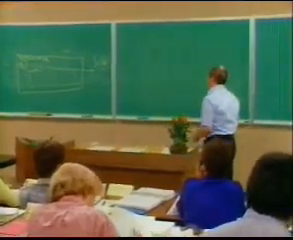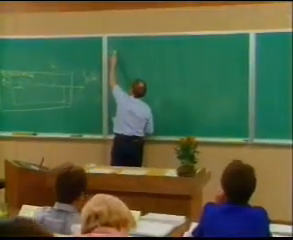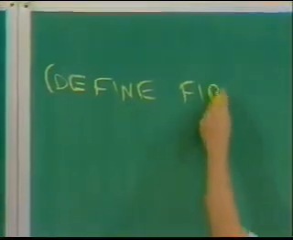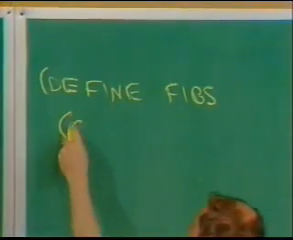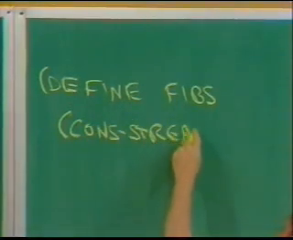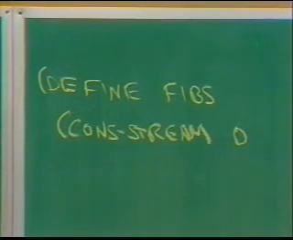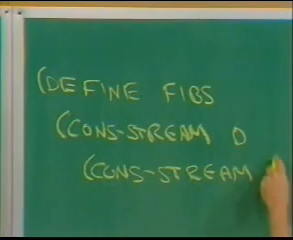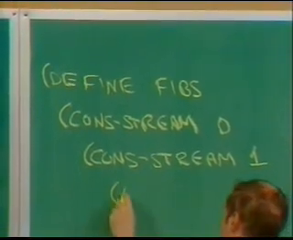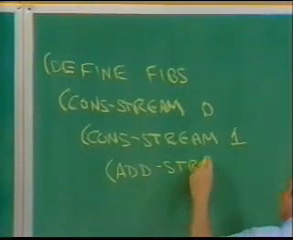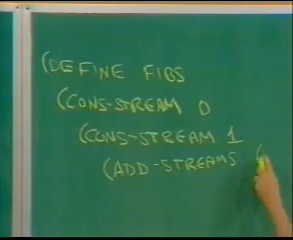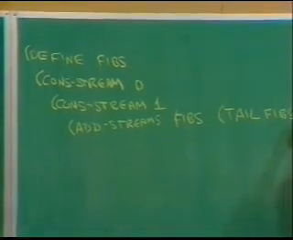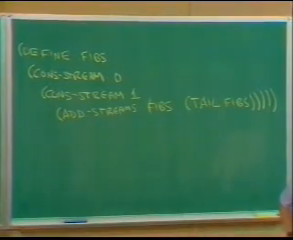Well, all sorts of things we can do. Let's try this one. How about the Fibonacci numbers? We can say define fibs. Well, what are the Fibonacci numbers? There's something that starts out with 0, and the next one is 1, and the rest of the Fibonacci numbers are gotten by adding the Fibonacci numbers to their own tail. So there's a definition of the Fibonacci numbers.